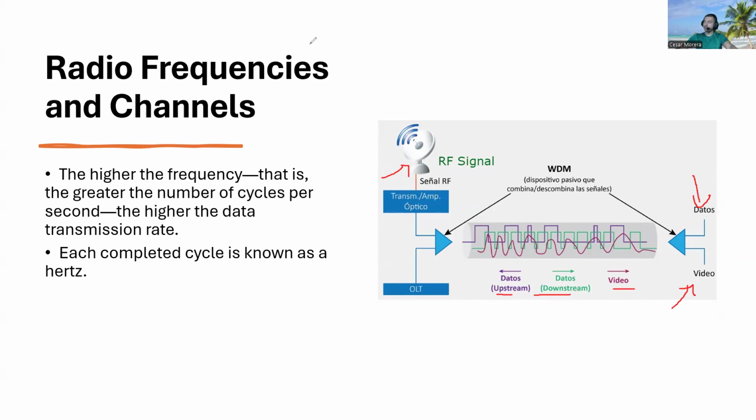So let's go over the definition for that one. The higher the frequency, that is the greater the number of cycles per second, the higher the data transmission rate. Each completed cycle is known as a hertz. Let's go ahead and clear the drawing and let's continue moving forward on this.